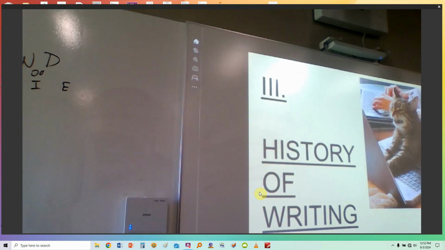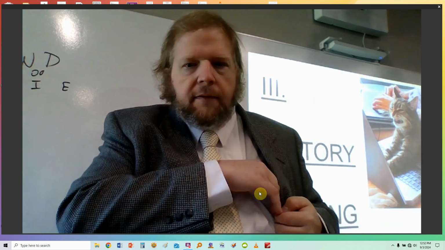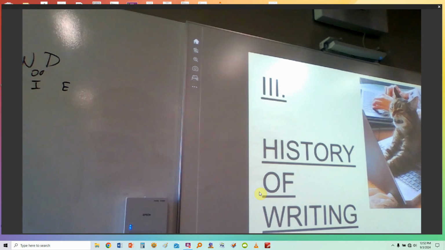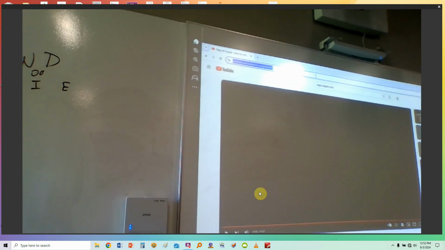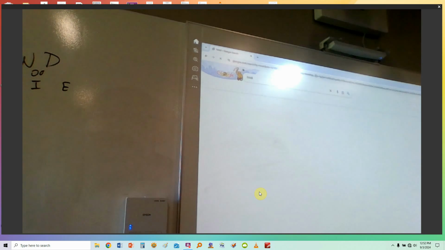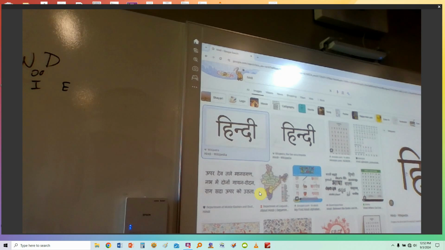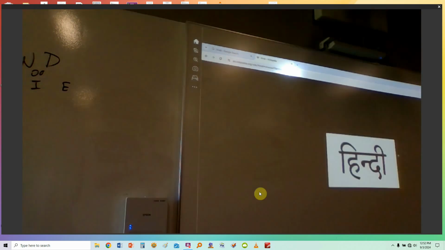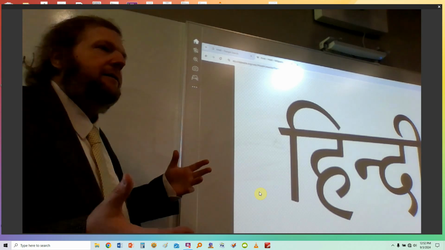You see this, for example, in, hold on a second. There we go. Hindi. And this is the word Wikipedia. This is actually the word in the writing system. It's an Indian writing system from India called Hindi. This is actually the spelling of the word Hindi in Hindi.